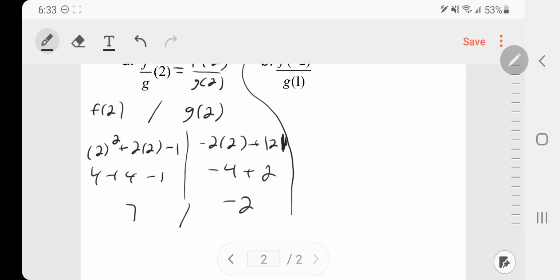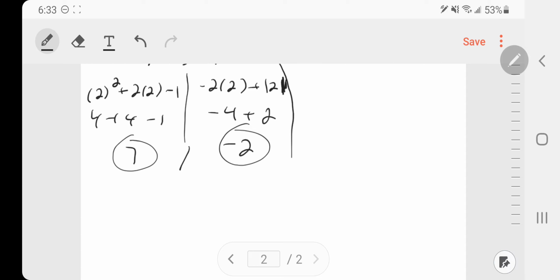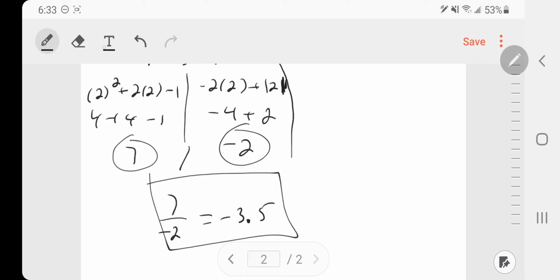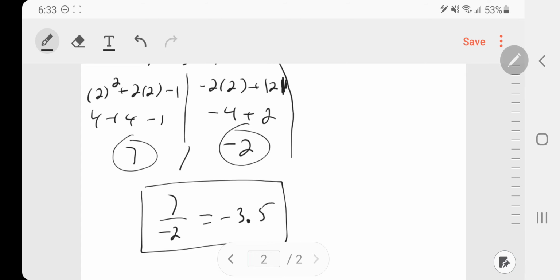And then I'm dividing those two answers at the end after I get my two solutions, so it would be 7 over negative 2 or negative 3.5. Either one's acceptable. Doesn't matter whether you use the fraction or the decimal.